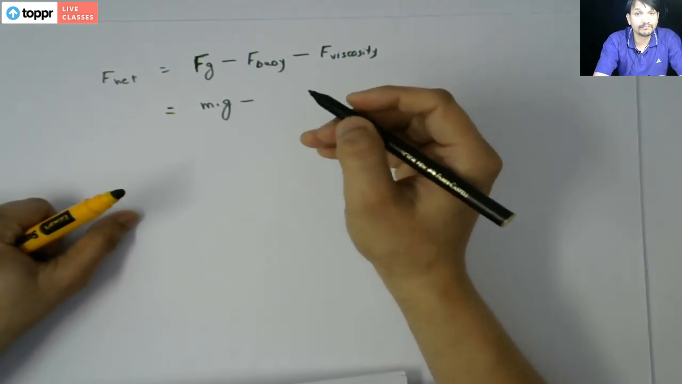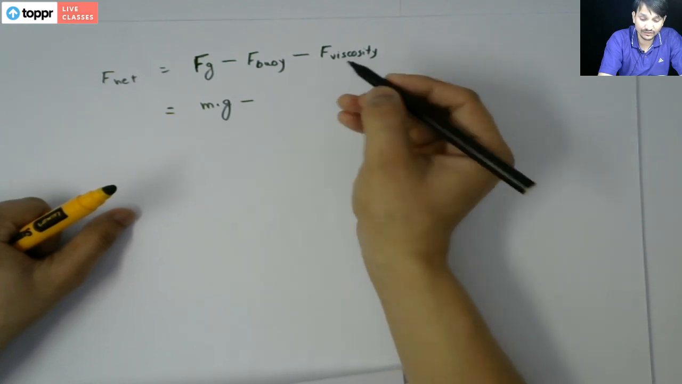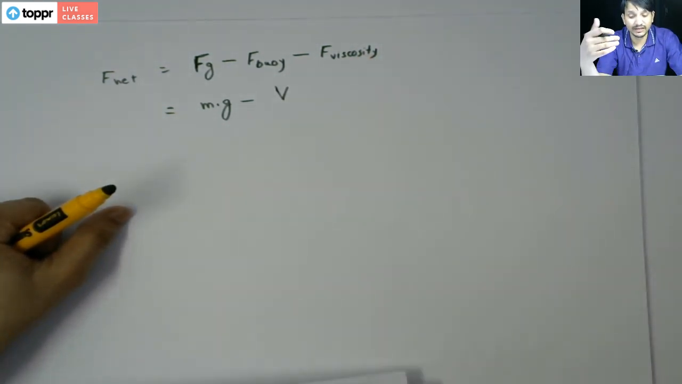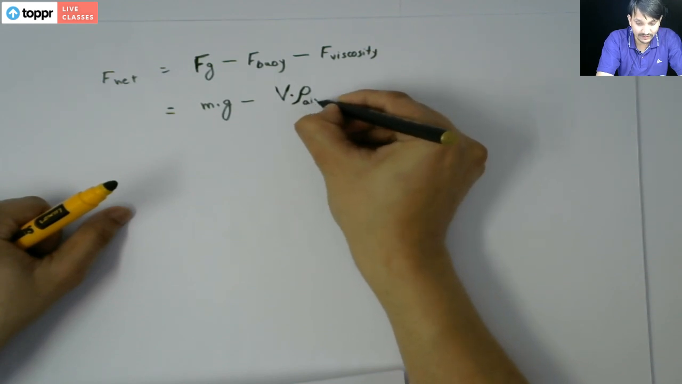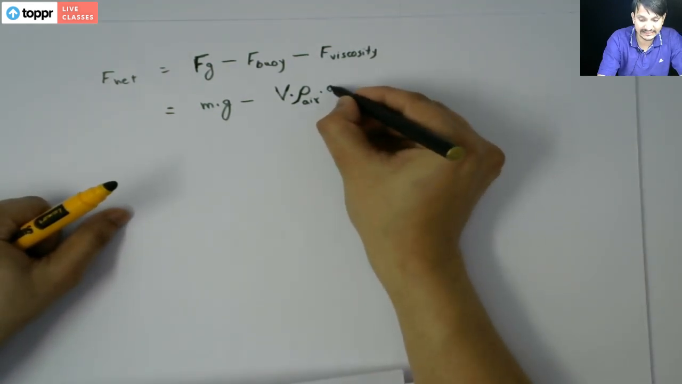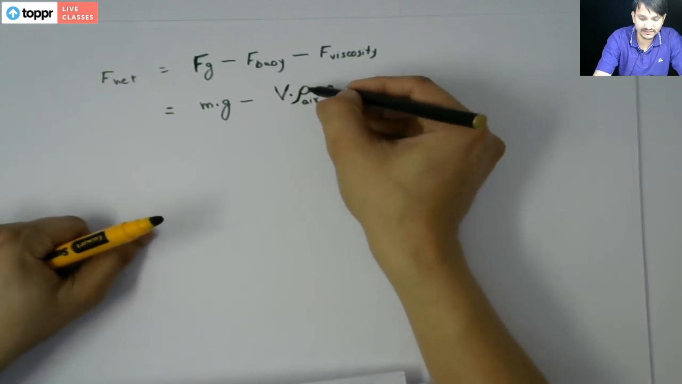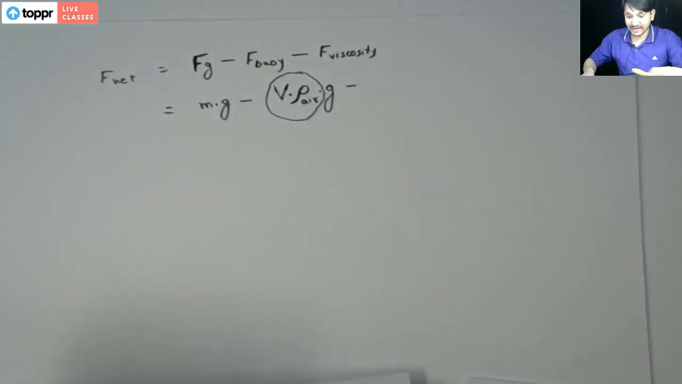Buoyant force is the weight of the liquid or fluid that has been displaced. So what is the mass of the fluid? This is V, the volume of the object which is traveling through the air, times rho of air, density of air, times g. V rho g is the mass of the fluid which has been displaced times acceleration due to gravity, minus force of viscosity.